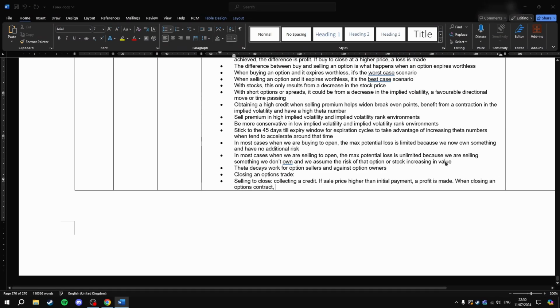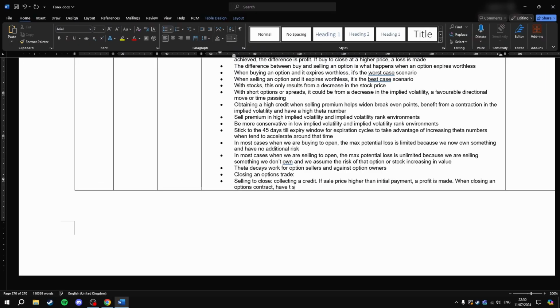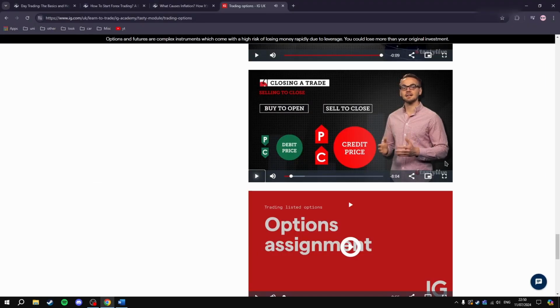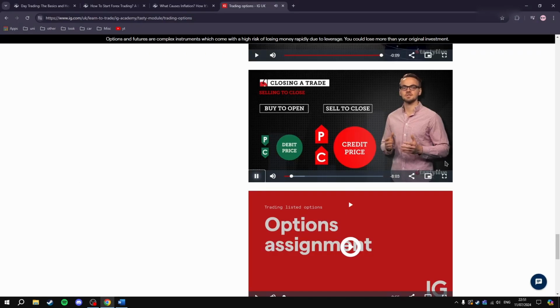When closing an options contract, we have to sell the exact same strike and expiration as the contract to close the trade. If I buy a 50 strike put in the December cycle and sell a 50 strike put in the January cycle later, that does not close my 50 strike put in December. That contract would still be open because the expirations are different, and I'd be long a put in December and short a put in January.